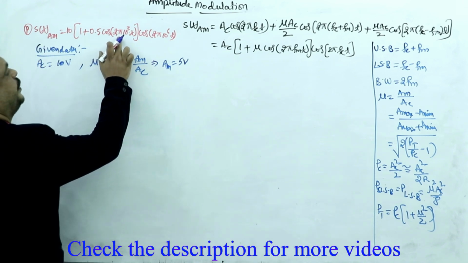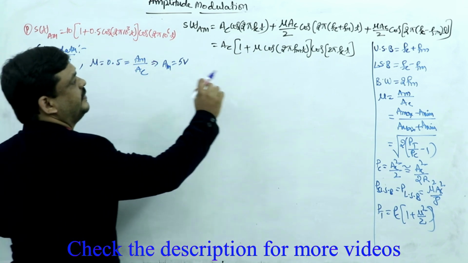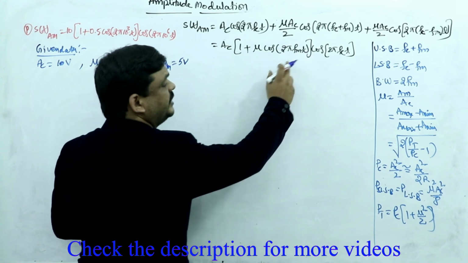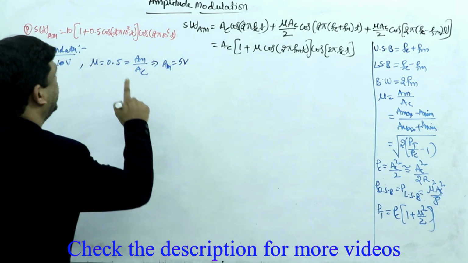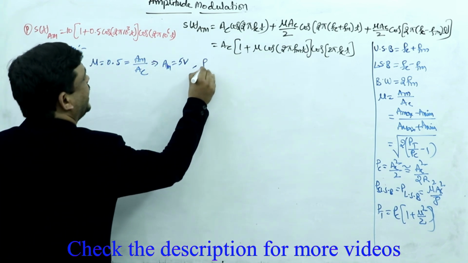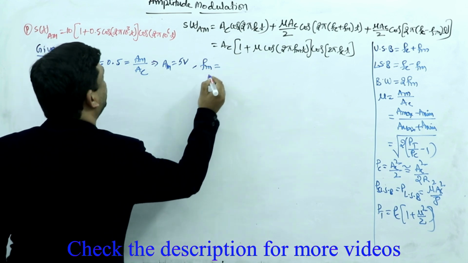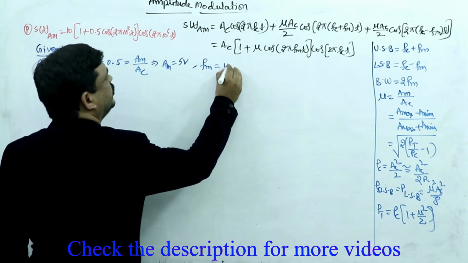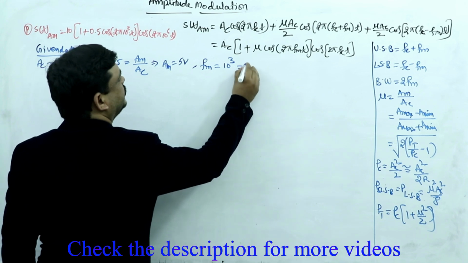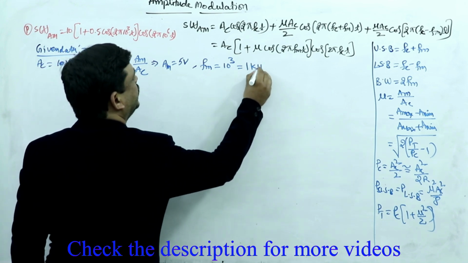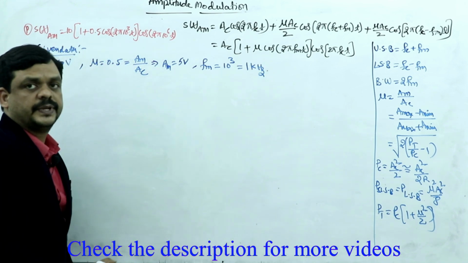Here cos of 2 pi into 10 to the power of 3t is given, and here cos of 2 pi into FM is there. So according to this given data, the maximum frequency of the modulating signal is how much here? 10 to the power of 3. 10 to the power of 3 is nothing but 1 kilohertz, right?